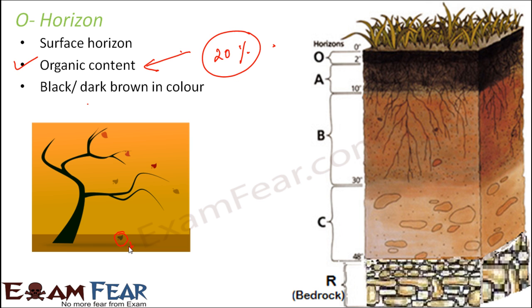Due to the presence of organic content, it is generally black or dark brown in color. So here you can see this is the O horizon. Now this topmost layer might not be present in a lot of areas.